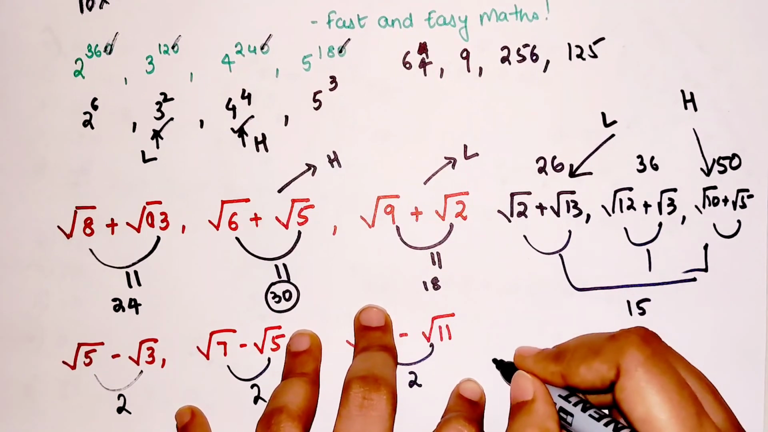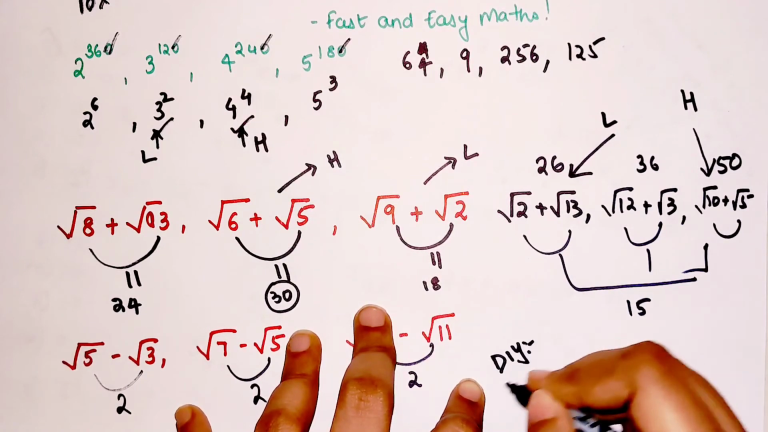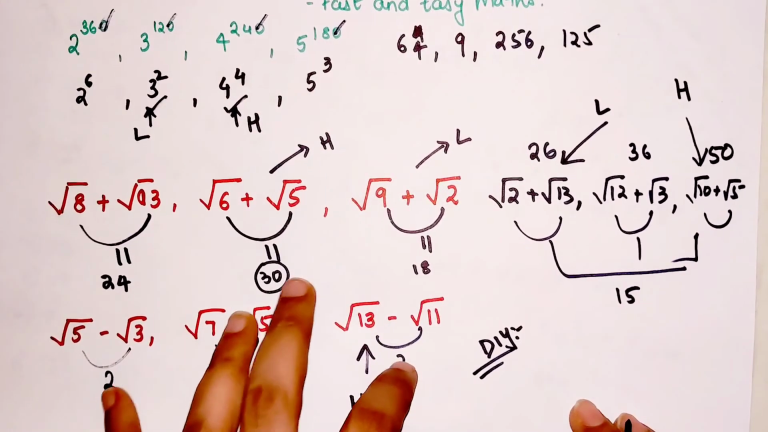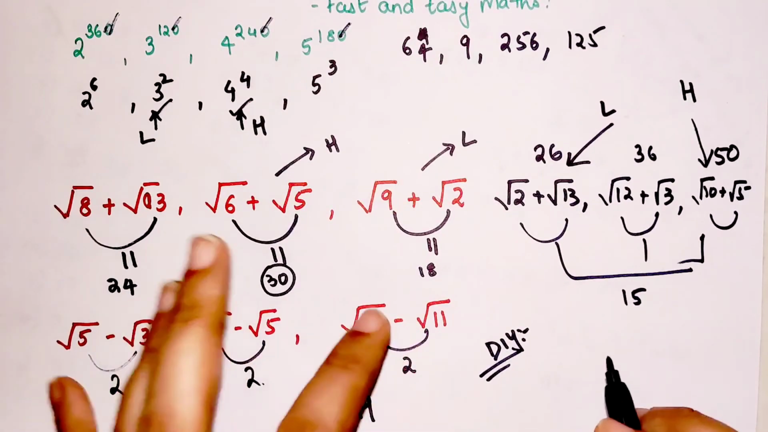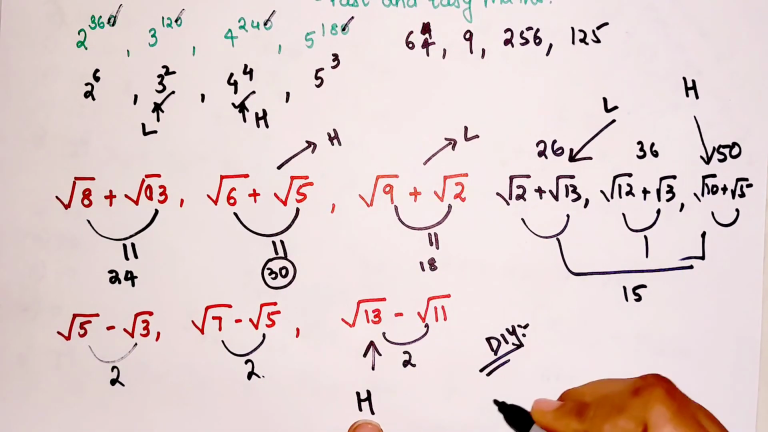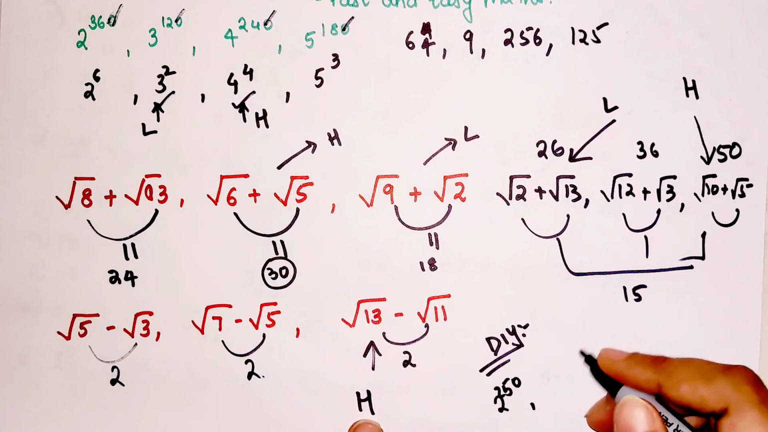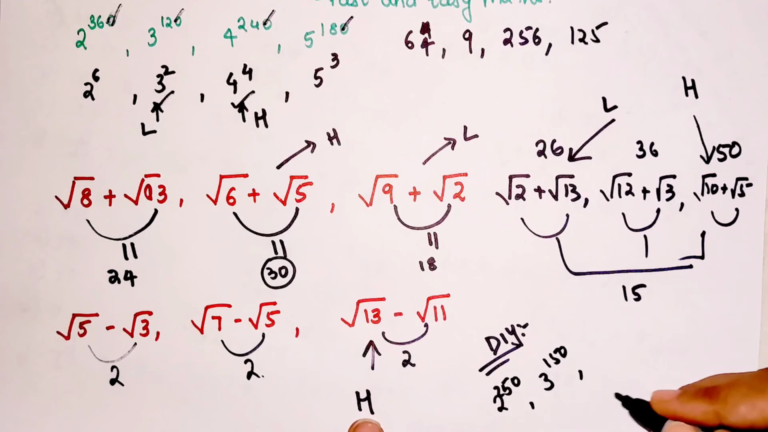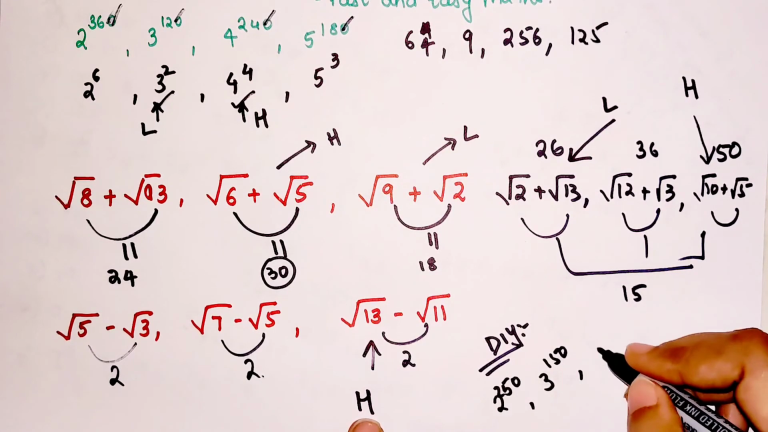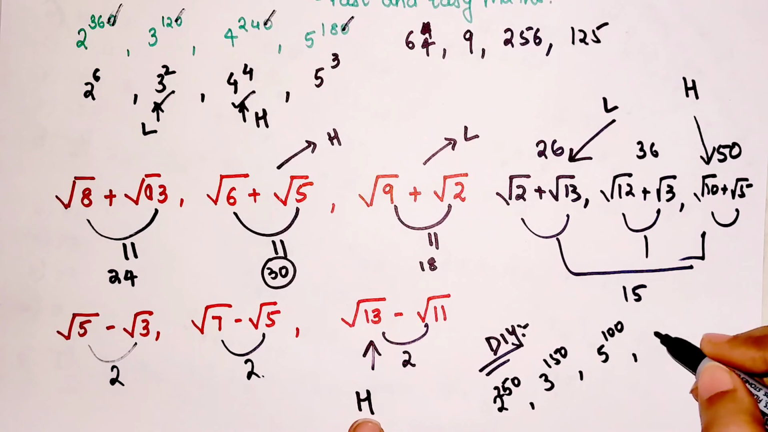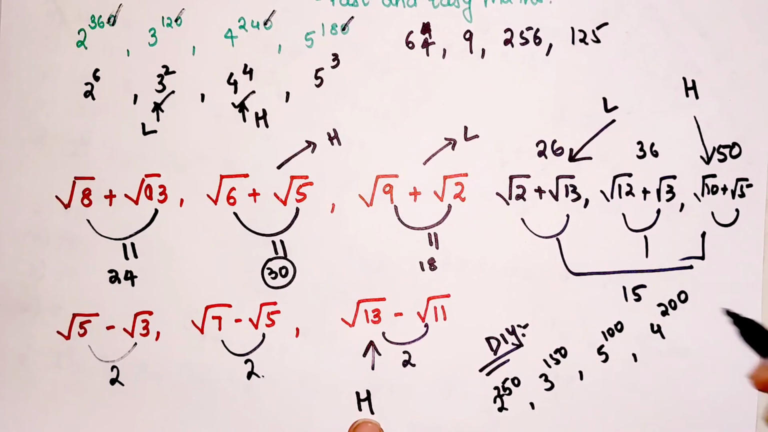Now students, time for your DIY. I'm going to give you a question which is really very simple, and I want you to use the trick given in the video to solve this one. So tell me, which is the greatest? 2 raised to 250, 3 raised to 150, 5 raised to 100, and 4 raised to 200.